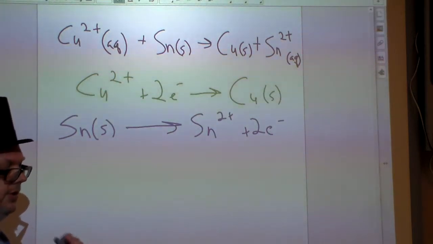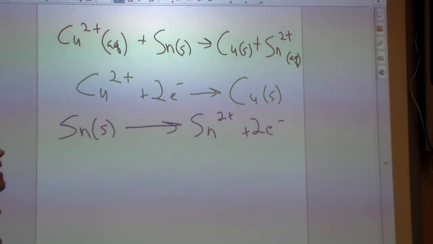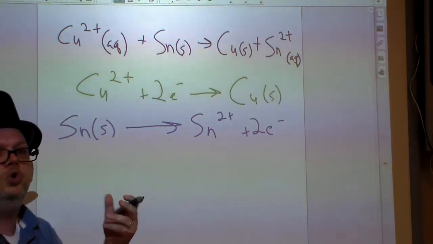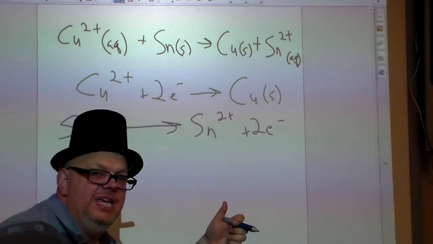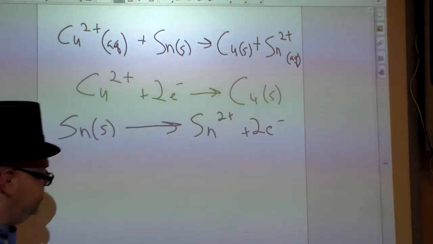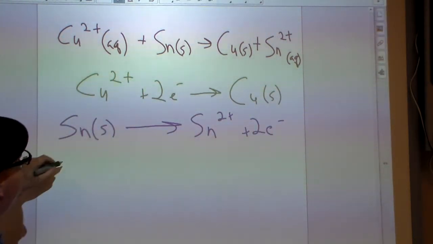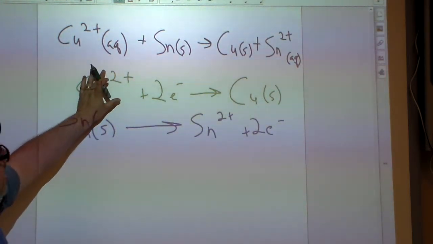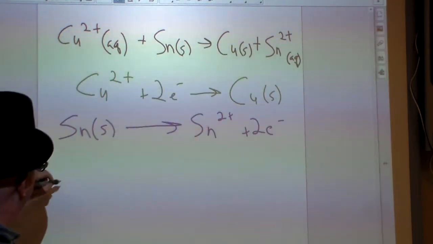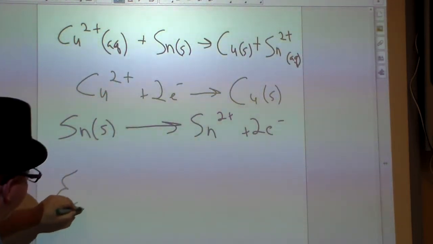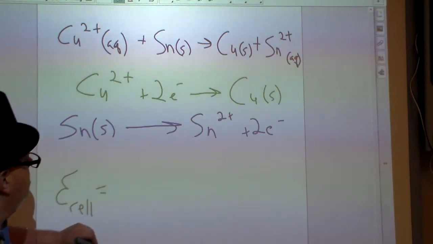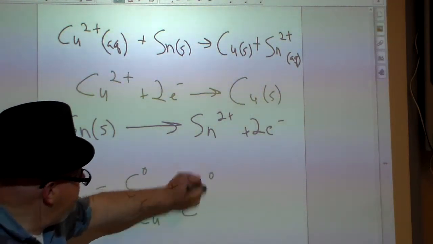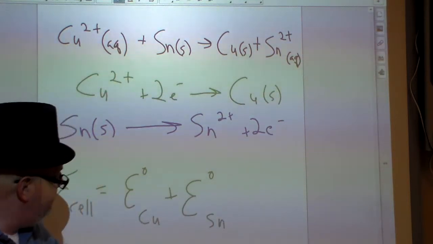Now, when you look at the standard reduction potential, keep in mind it's going in the direction of you start out with the ion, you pick up electrons, and you become solid. Right. So, let's look at it. I'm going to look at the copper. The copper one here, we start out with our ion plus the electron, we become solid. So our E cell is going to equal the E of the copper plus the E of our tin.